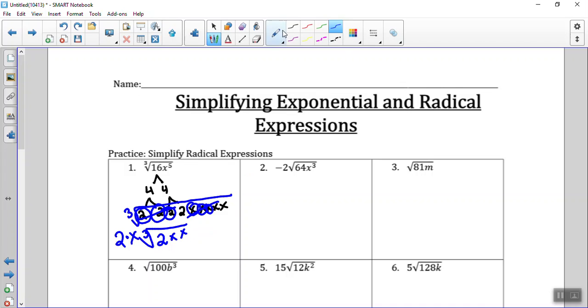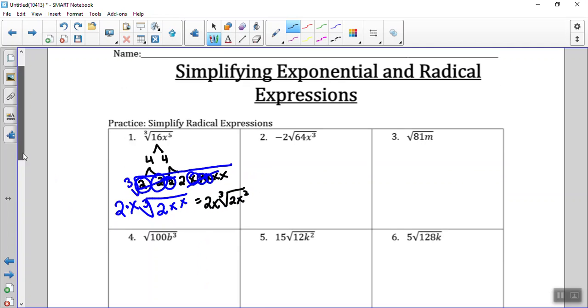Okay, now let's rewrite this answer to make it look pretty. So you have 2 times x, which is just 2x, and then you still leave the cube root, because if it's a cube root, you've got to leave this 3 up here. You can't just take it out. The only time we don't write it is if it says square root. And then you have 2x squared. So this is my answer right here. Okay?